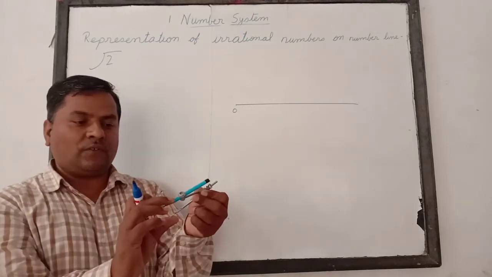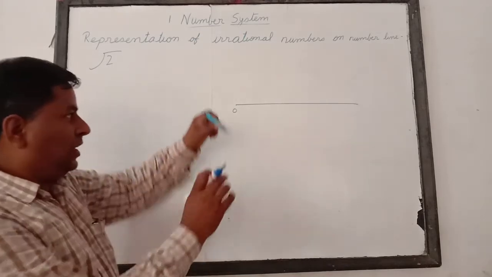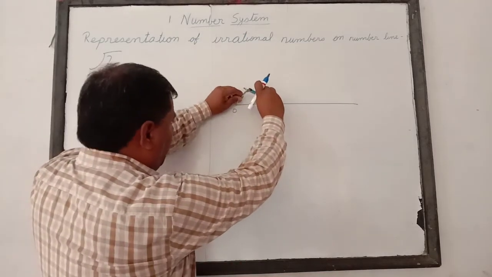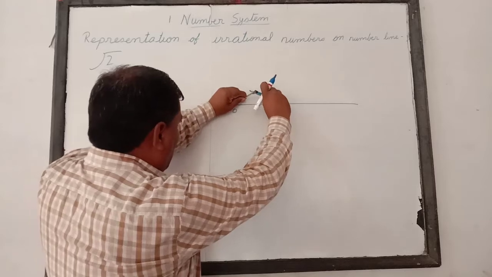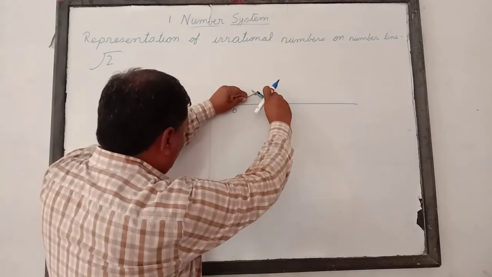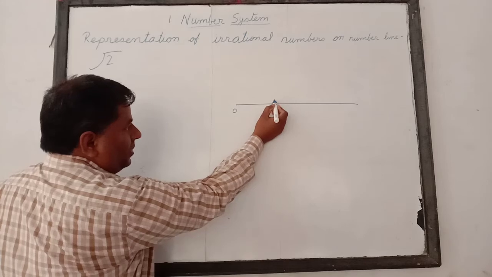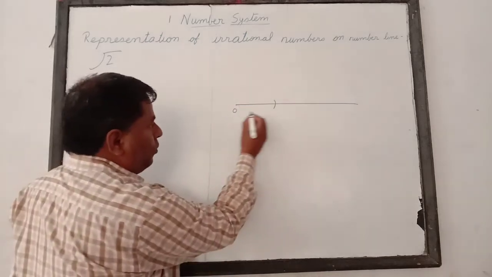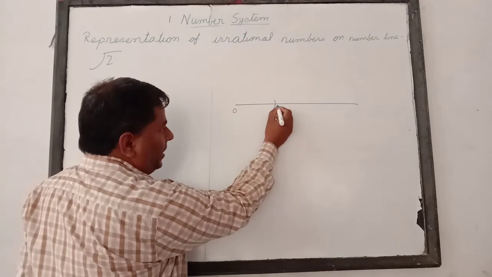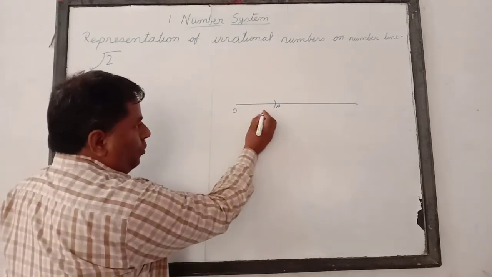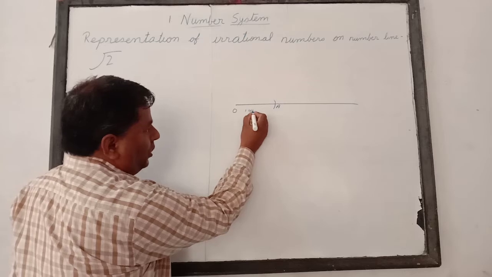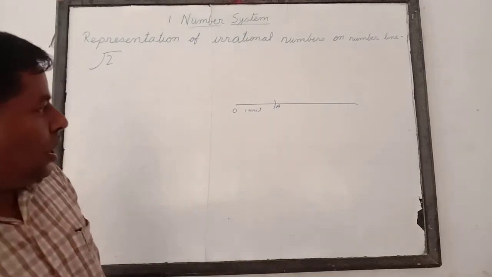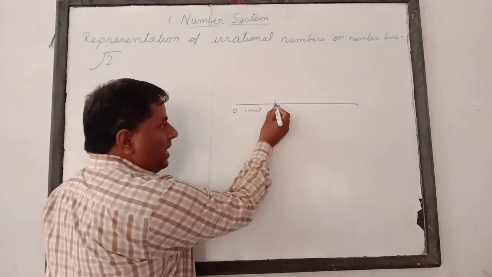So with the compass, you take 1 unit and, keeping it on point O, you have to cut an arc. So just as I am doing here, I have cut an arc from point O to this point. From here I have cut an arc at this point. Now mark this point as A. So now we have OA equal to 1 unit.